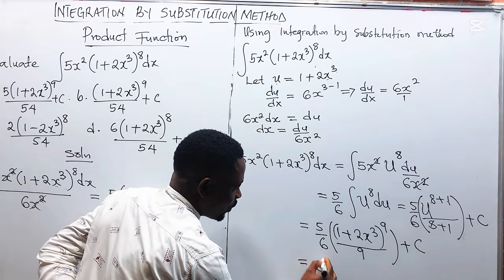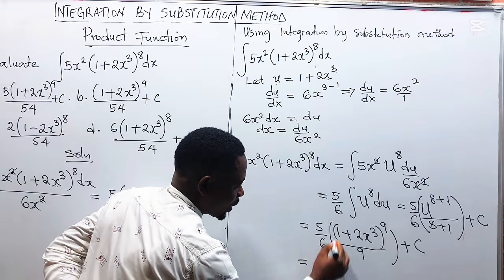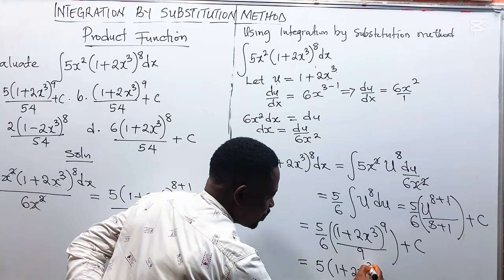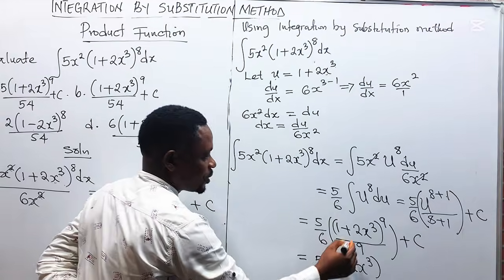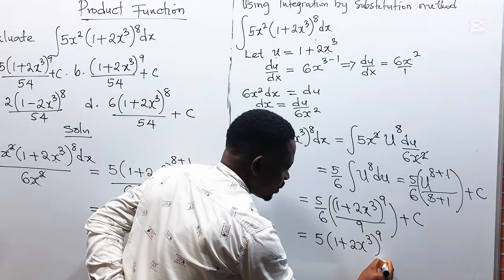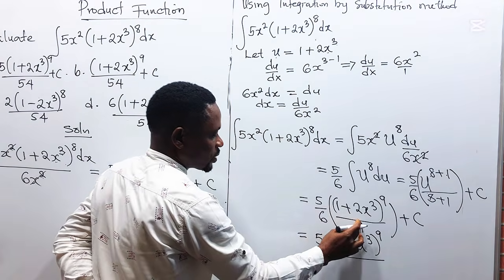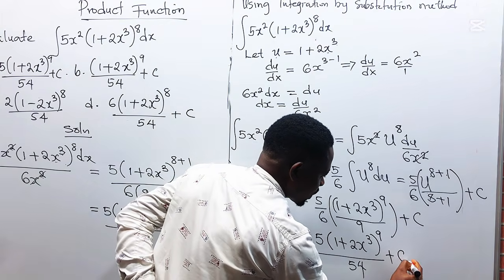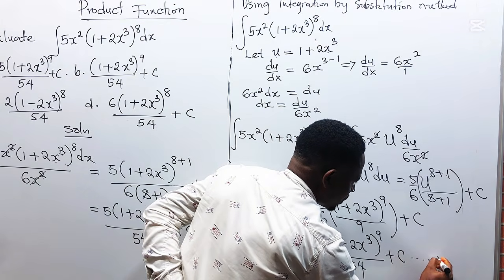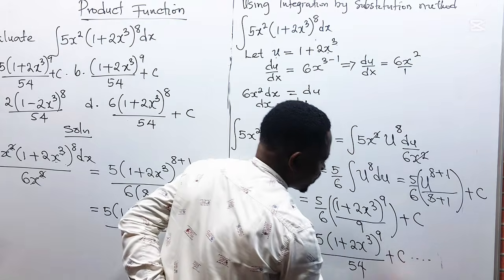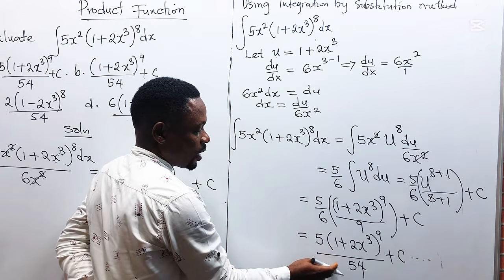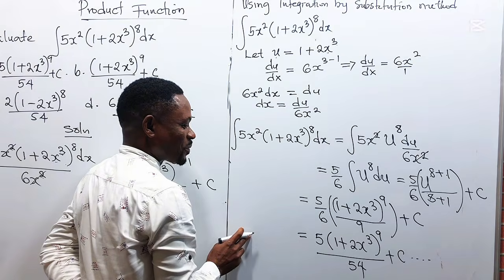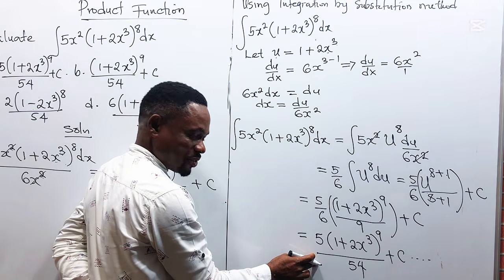Finally, what is the answer? This is now 5, then I have with me bracket 1 plus 2x all raised to power 3, close the bracket, raised to the power of 9 all over 6 times 9, which will give you 54. Then plus C. That is the same thing as using the shortcut method. Because we tried the shortcut, we got it, and we used the normal substitution method, we equally got it. Hope you are satisfied with the solution.